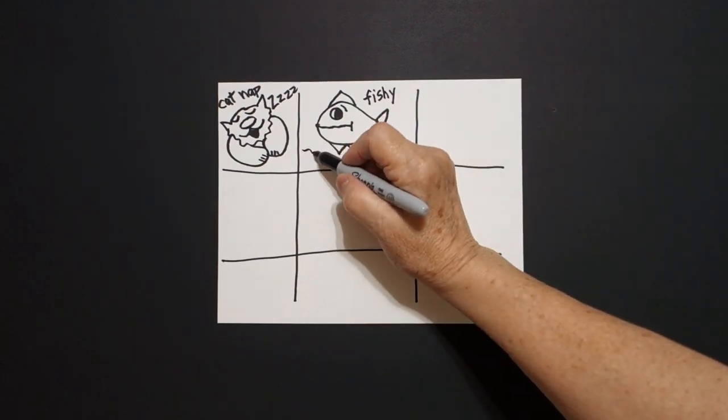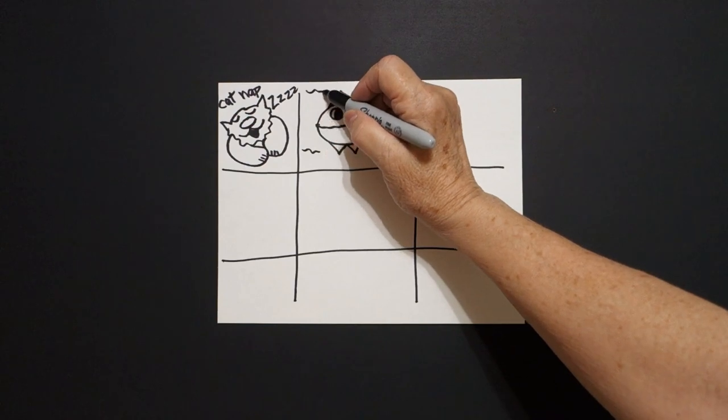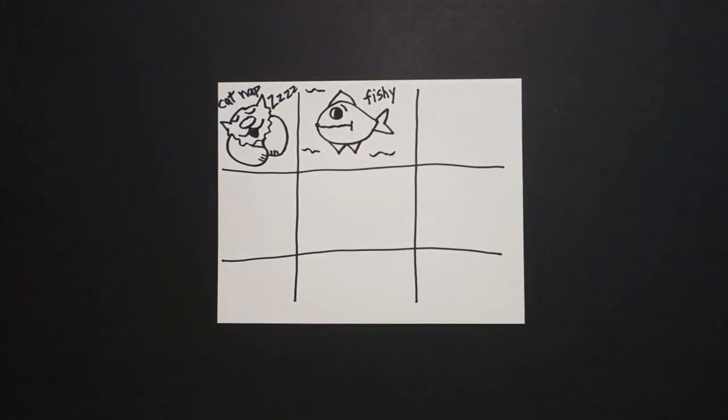Fishy. I'm going to put a little wavy line, wavy line, wavy line. All right, fishy. What does that mean? It means that something is odd or suspicious. And an example would be, I knew something was fishy when I didn't get an invitation.